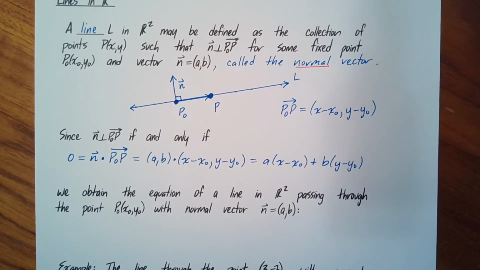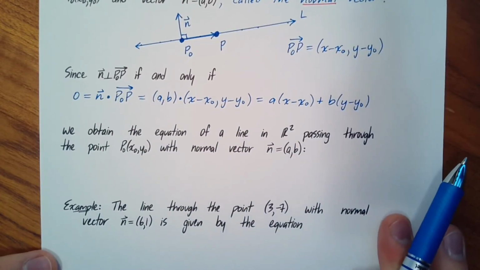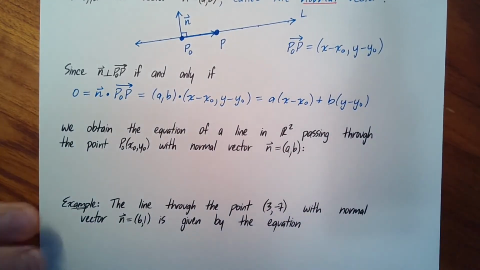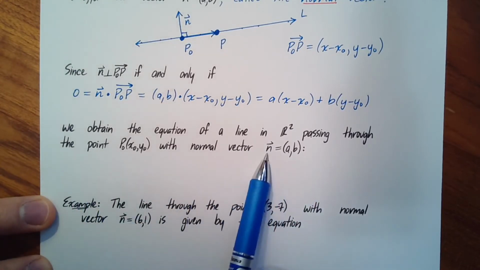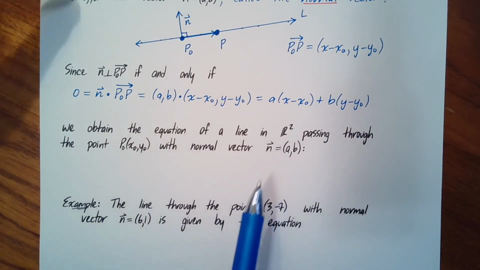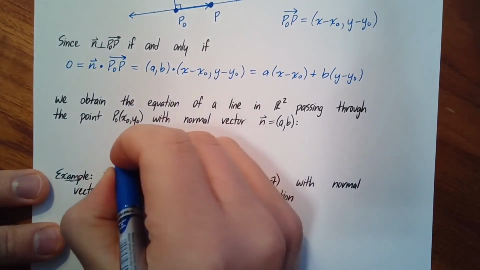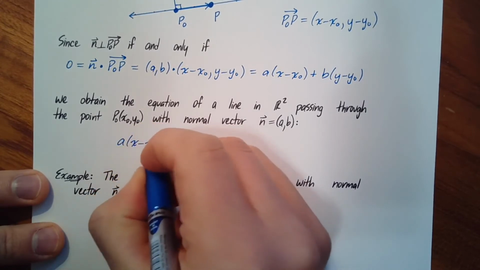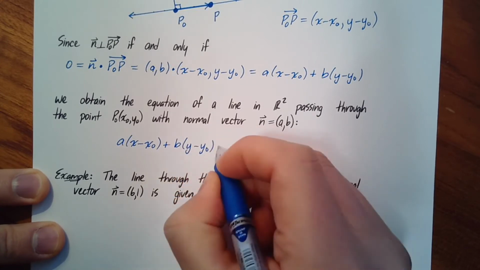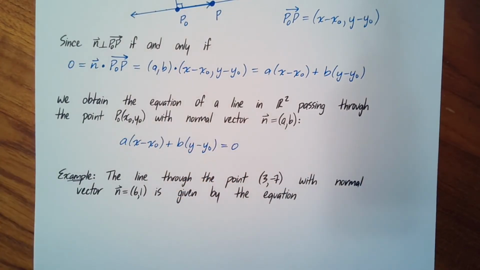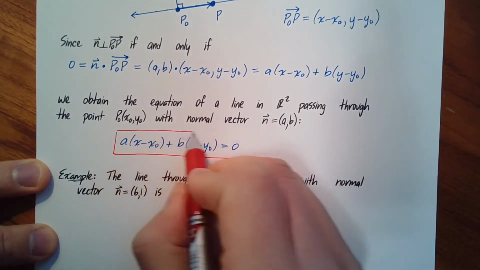So actually, if we just skip all the stuff in the middle and just say that this has to equal 0, that is actually going to give you the equation of a line. Okay, so we obtain the equation of a line in R2 passing through the point P naught with normal vector n. This is just a reminder of the stuff that we already had above up here. But you're just going to get a times x minus x naught plus b times y minus y naught is equal to 0. That's one way to write down the equation of a line in R2.